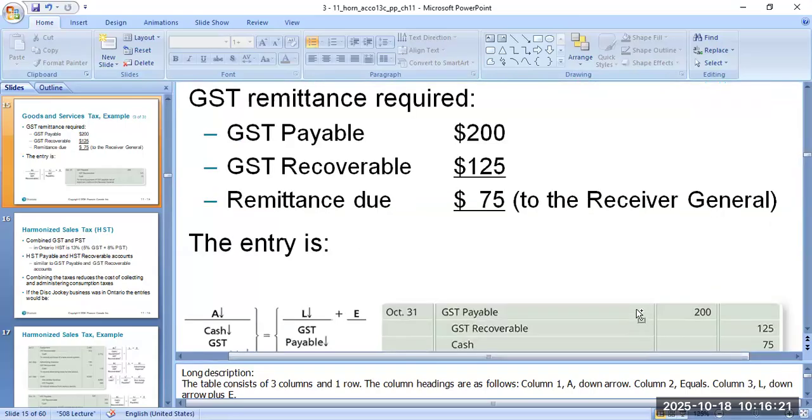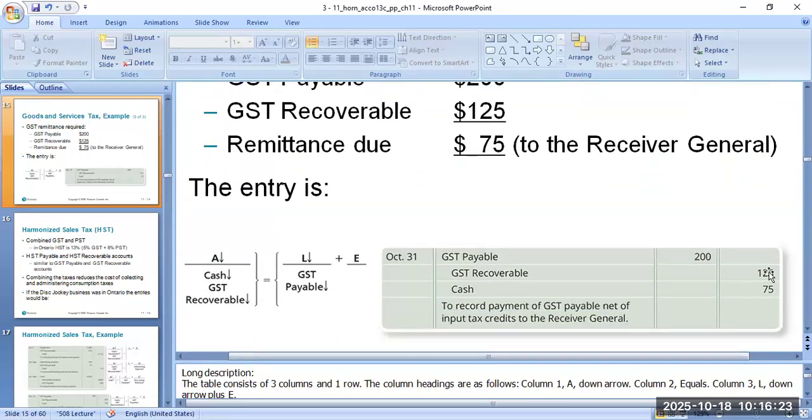So in this case, as you can see, what they're doing is closing all the accounts to zero. They're closing the GST payable with $200, GST recoverable with $125, and cash with $75. That will be another way. The other way will be just simply to offset the difference, the way I showed you in the journal entry. Now, for the purpose of Pearson, stay with this journal entry. Okay? Bring the balances in both accounts to zero.